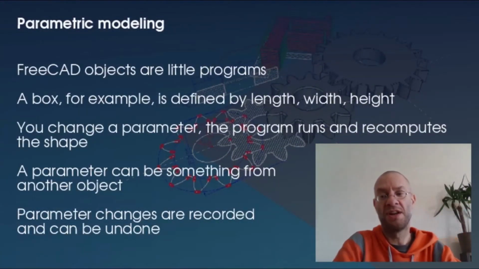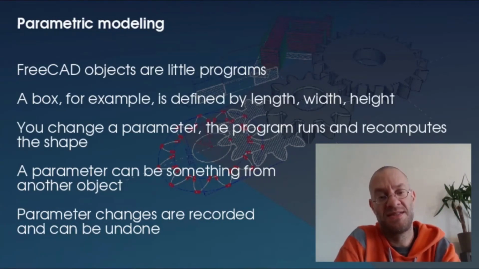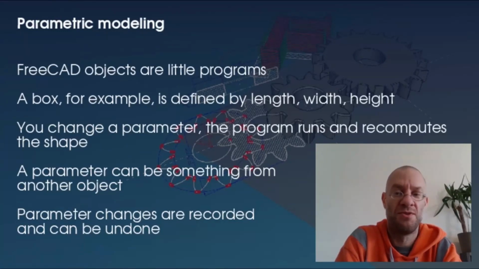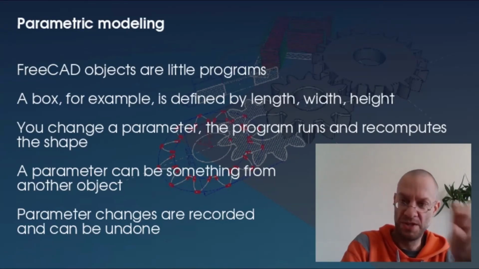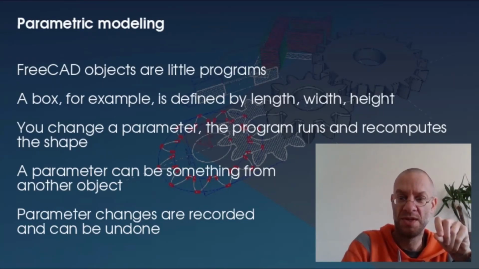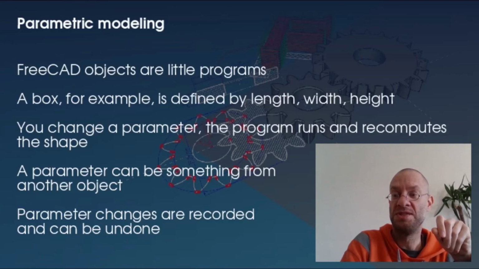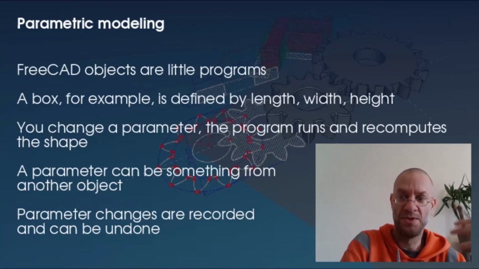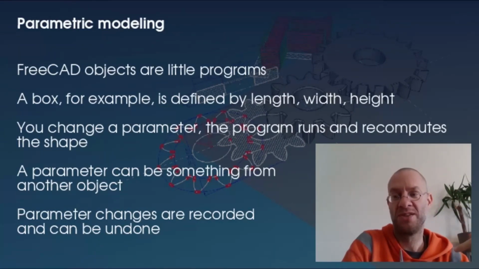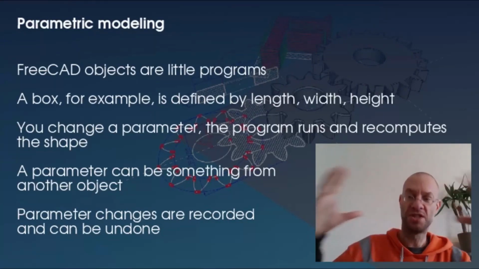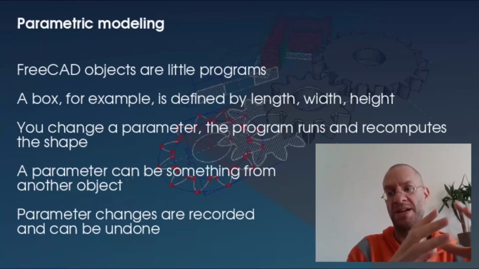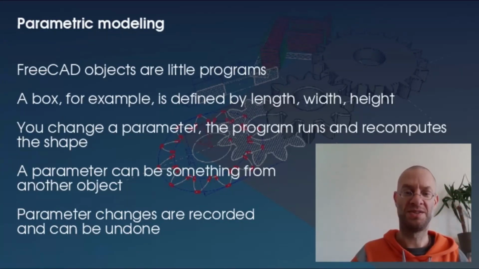The other advantage is that these parameter changes are easy to record. So if you change the length of your box from 2 millimeters to 10 millimeters, that's a very simple operation to record. That also means they can be easily undone. You set the parameter back to 2 millimeters, and the shape is recomputed back to when it had 2 millimeters.